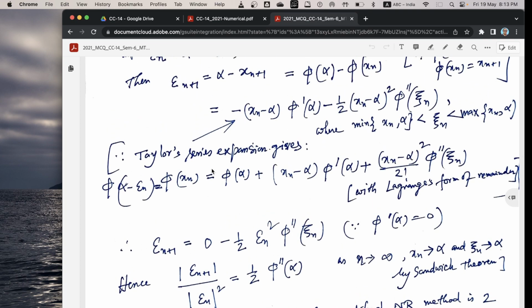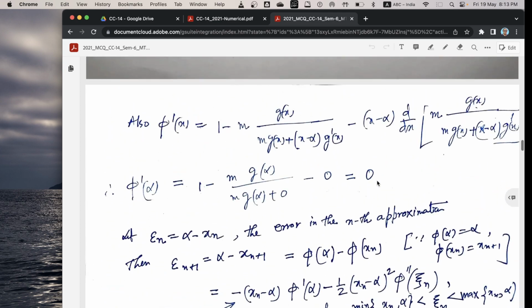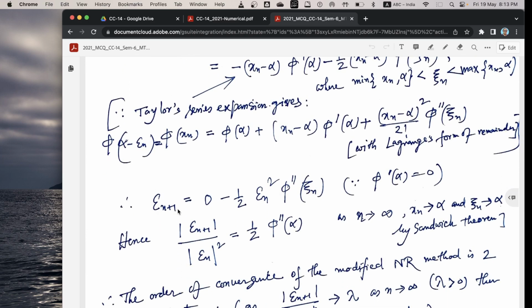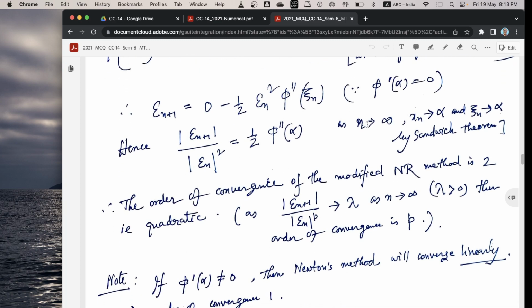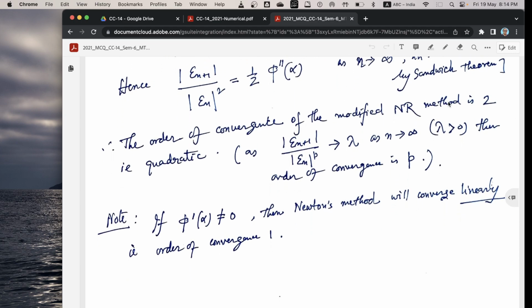Now epsilon(n+1) equals 0 minus half of epsilon n square into phi double dash xi n, because phi dash alpha equals 0, which we already got. So putting this result, modulus of epsilon(n+1) by modulus of epsilon n square equals, with positive sign, 1 by 2 phi double dash alpha. As n tends to infinity, x(n) tends to alpha and xi n tends to alpha by the Sandwich theorem. And the order of convergence of this method, obviously Newton's iteration method, is 2, quadratic.